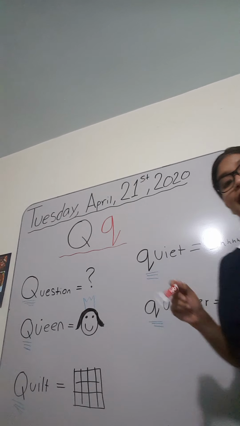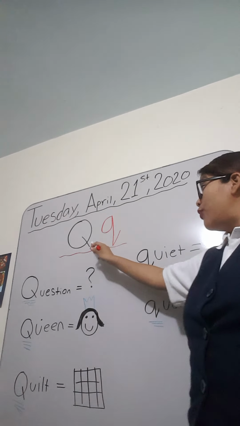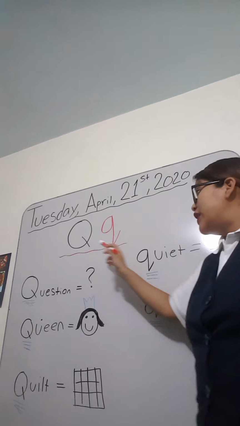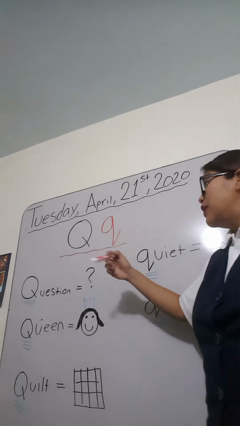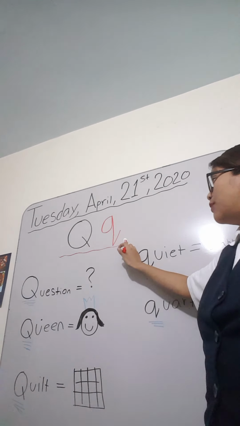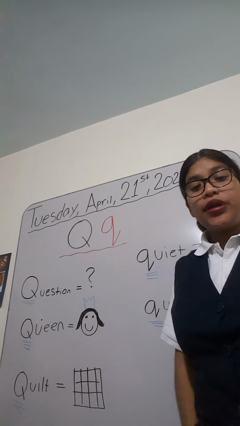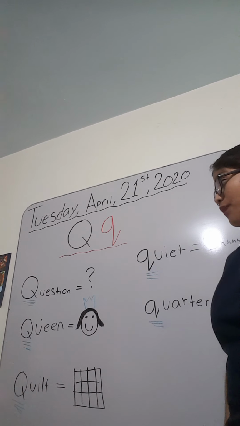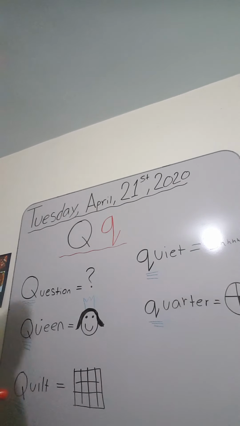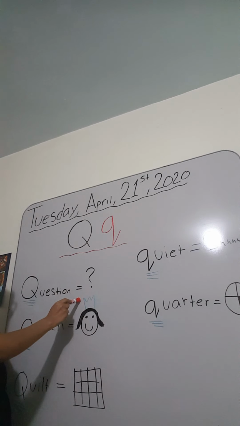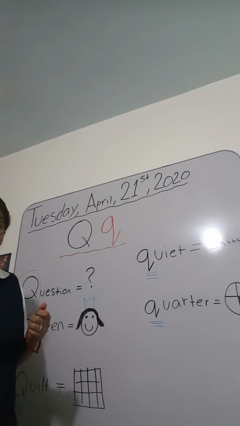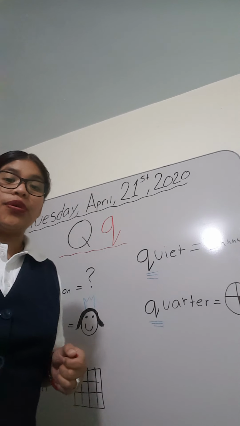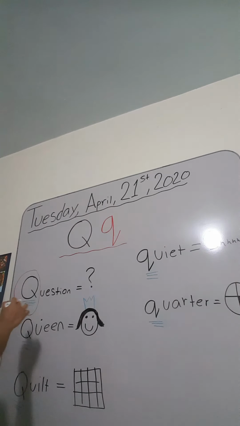That's our date. And the subject that we're going to be learning today is the letter Q. This is the uppercase Q and lowercase q. Big Q, small q. We have several words that start with the letter Q, such as question. The first here, you can see, is the letter Q, which is k, k, k. That's the sound of it. K, k, k. For question.